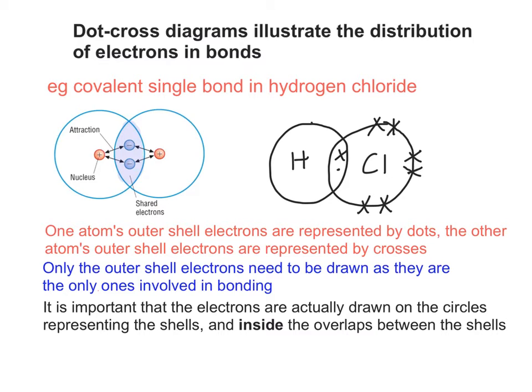And it's also very important the electrons are actually drawn on the circles representing the shells. As you can see in the chlorine, the crosses are actually drawn on the circle itself. And in the bond itself, the cross and the dot representing the bonding electrons, the shared electrons, are drawn inside the overlap, as shown. It's very important to get this bit right, because you can lose marks if you don't.